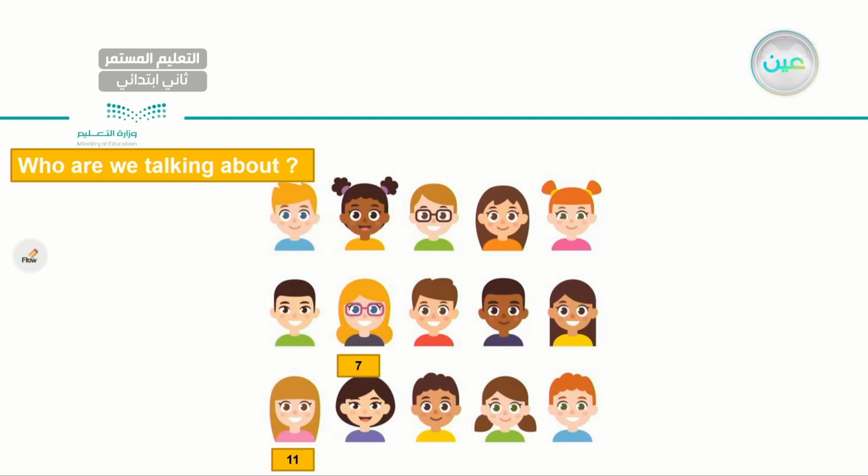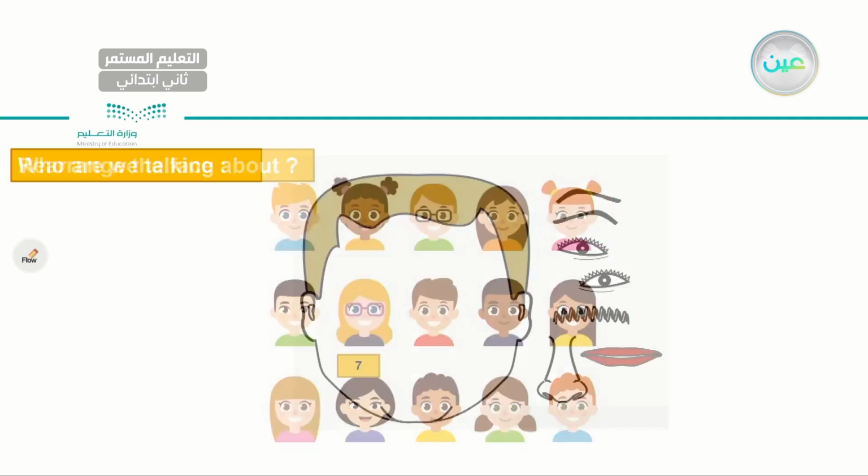But the girl I have in my mind is wearing glasses. Where do you think she is? Very good. The girl I'm describing from the beginning is number 7. She has got long blonde hair. She's wearing glasses. Very good.